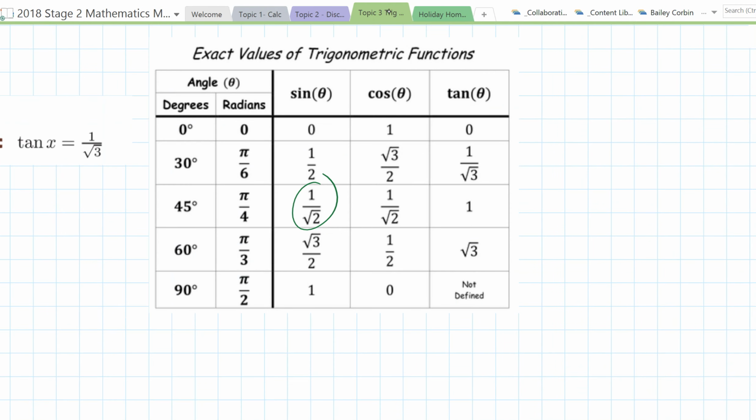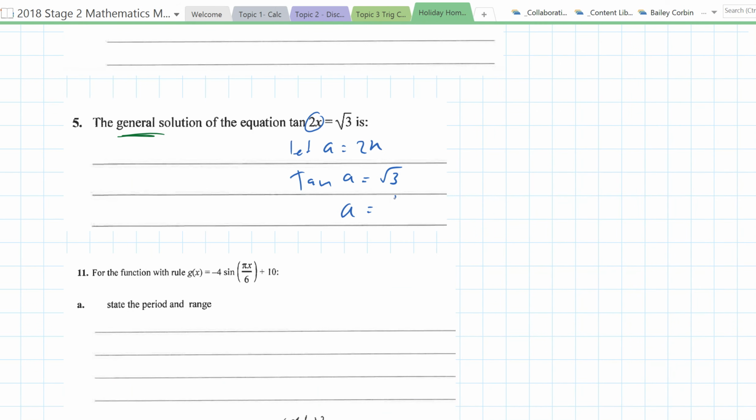Now, luckily for us, tan of root 3 is one of our exact ones, and it happens at pi on 3. So we can say that a is equal to pi on 3. However, now's where we put our substitution back. So 2x equals a, 2x equals pi on 3, divide both sides by 2, x is equal to pi on 6. Pi on 3 divided by 2 is pi on 6. Alright, but that's the first solution, it's not the general solution.